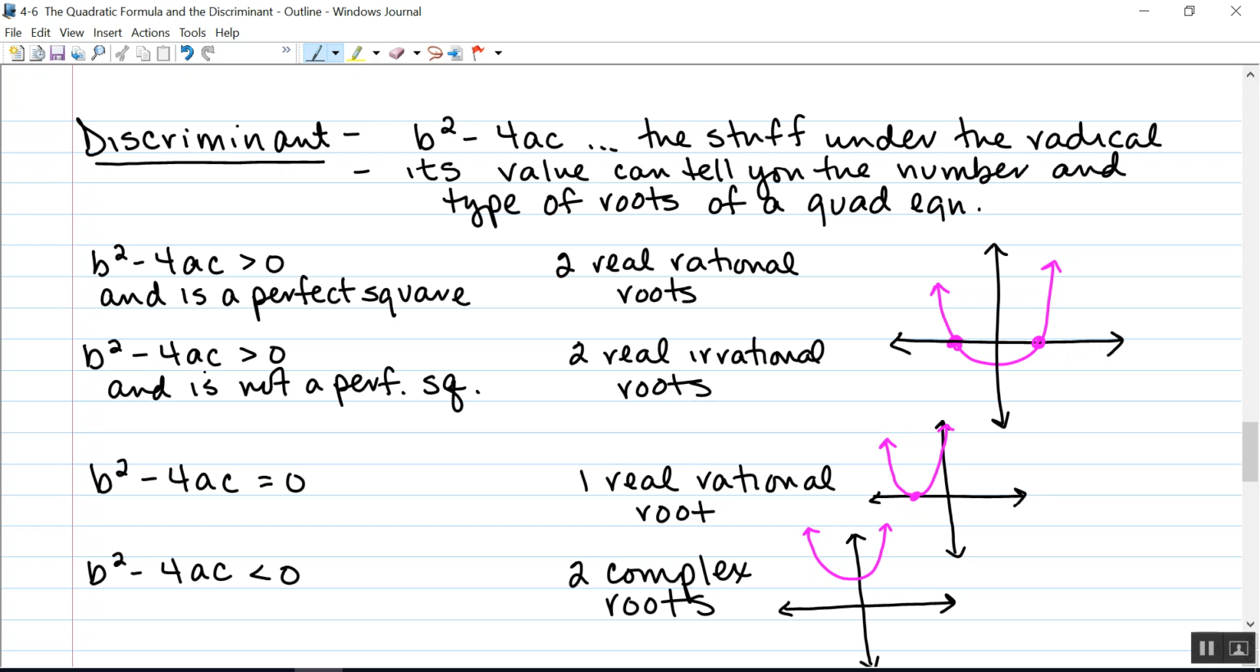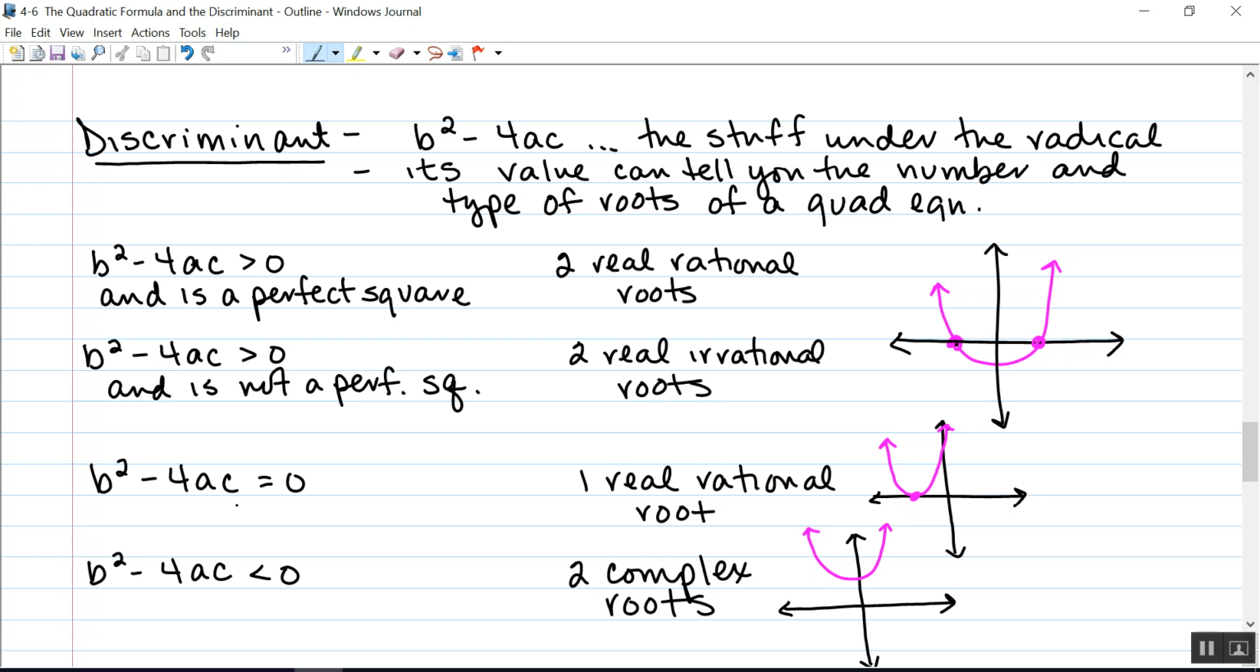If b squared minus 4ac is positive, so again the positive discriminant, and it's not a perfect square like we saw in our third example, you're going to have 2 real irrational roots. That was the one that had the square root of 13 in it. So that means that the graph of your parabola is going to cross the x-axis in 2 distinct points. In the first case, you're going to get nice integer numbers. In the second case, you're going to get irrational numbers, something with a square root that can't be simplified.